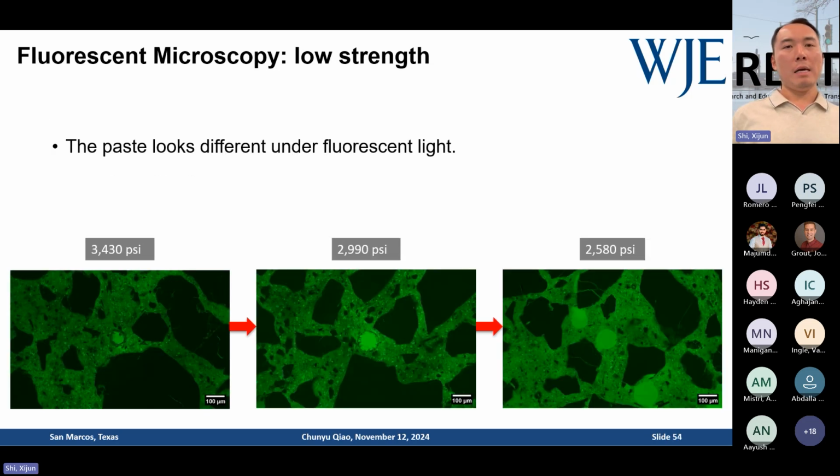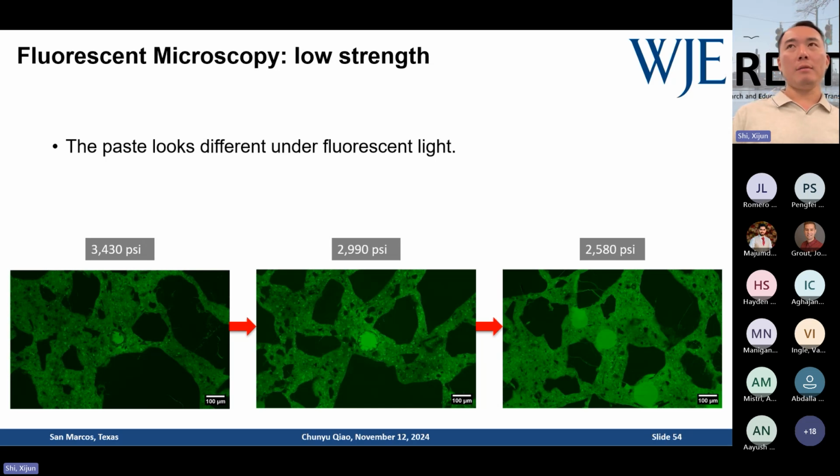So then I looked at them under the fluorescent microscope, fluorescent light. This is 100x. These thin sections are again similar in thickness. When you shoot the same light and take pictures, they glow differently. You can see the higher water-cement ratio one is kind of darker in color, and the low strength concrete has a bright, let's say, green color in the image.